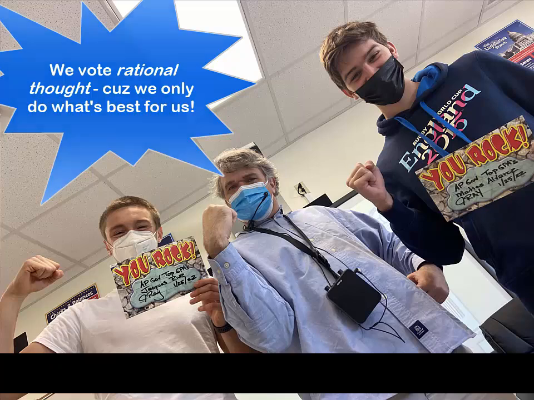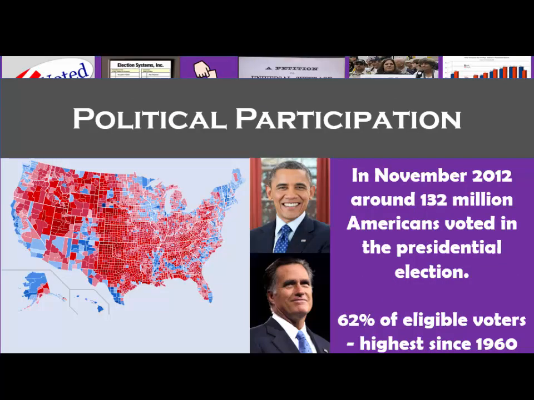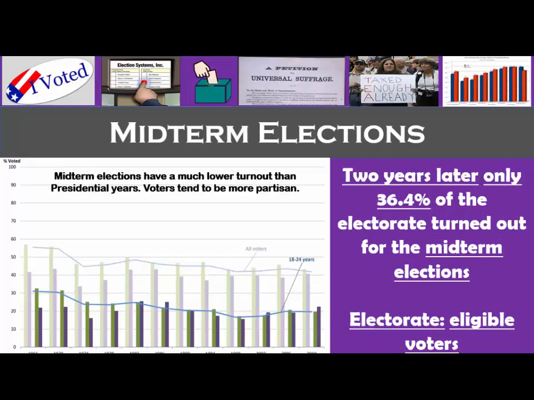Okay, so our next topic is voter turnout, and our benchmark is highlighting terms we're going to need to know: efficacy, structural barriers, and demographics, as well as state laws and how they can impact voter turnout. In 2012, 62% of the U.S. electorate, and when we say electorate, we mean all eligible voters, only 62% turned out for the presidential election. It turns out, though, that was the highest turnout since the 1960s. 2 years later, only 36% showed up for a midterm election.